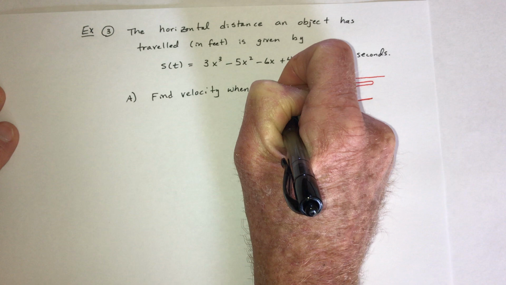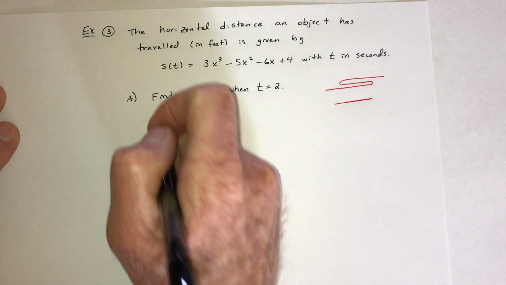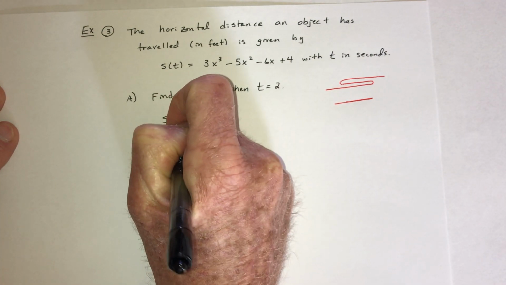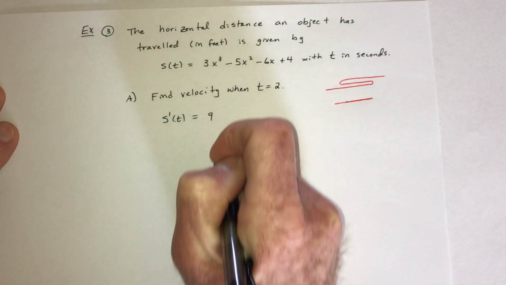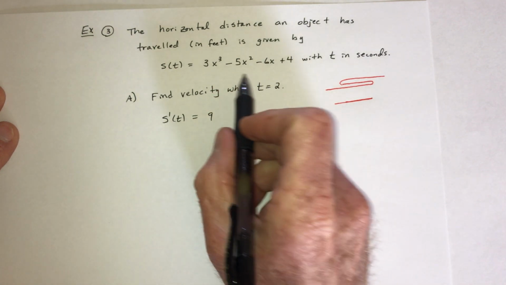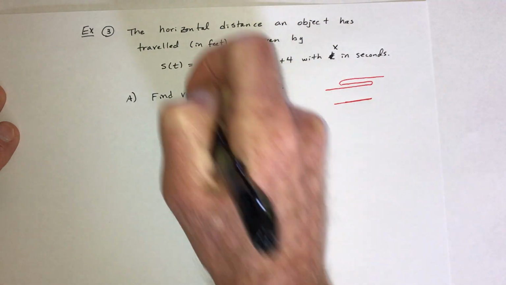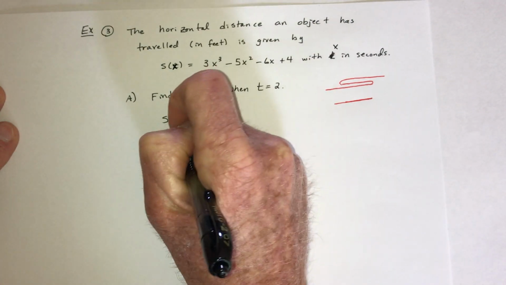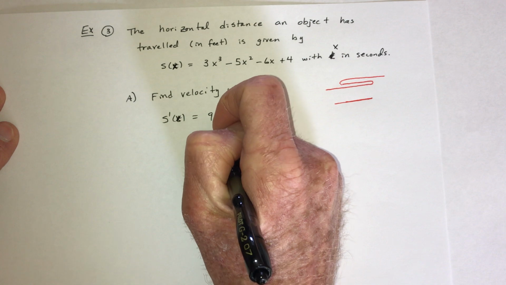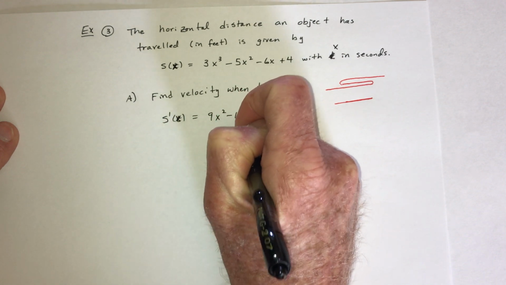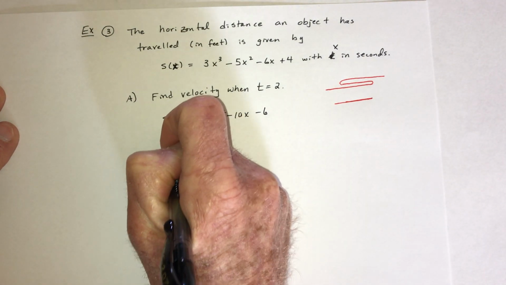Find the velocity when t equals 2 seconds. So velocity means the first derivative. So the derivative here will be 9. Oh, I put x's. Sorry, let's call it x. That's okay, it's fixed. So just use x as the variable. So 9x squared minus 10x minus 6. And then substitute a 2.